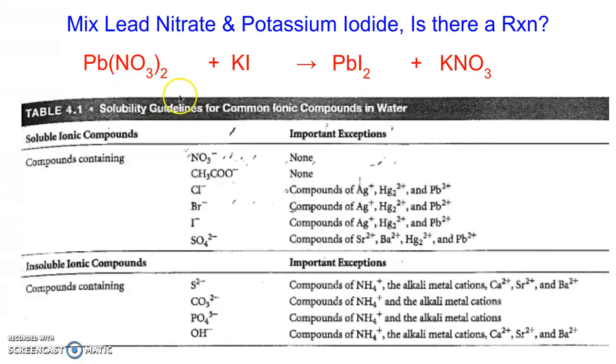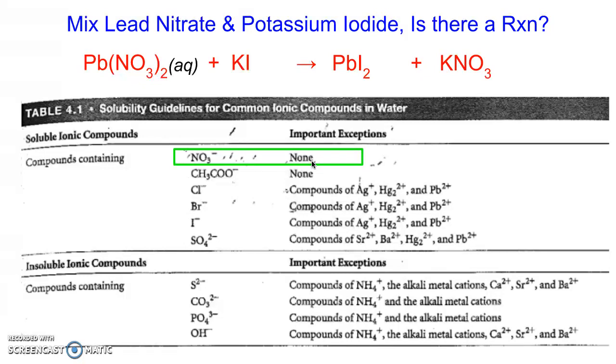The question is, is it soluble or not? So this chart has only the anion, so I'm focusing on the anion of each of my compounds. Starting with the nitrate here, I look to find it in the chart, and here it is. It's in the soluble ionic compounds, meaning that all nitrates are soluble. With what exceptions? There are none. So that means that the lead nitrate is also soluble, so it's going to be in the aqueous phase.